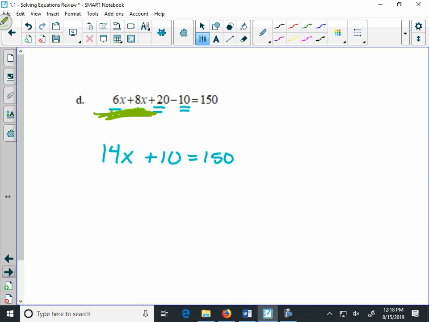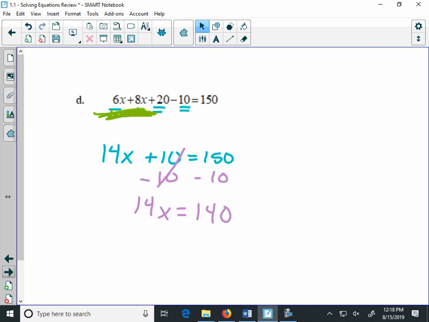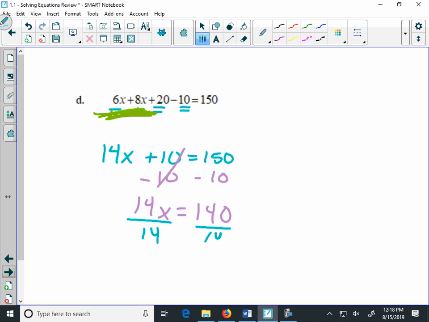Now it's that basic two-stepper. What are we going to do next? What do we have to do with the 10? Subtract 10. And then what do we do with the 14? Divide. What's 140 divided by 14? 10.